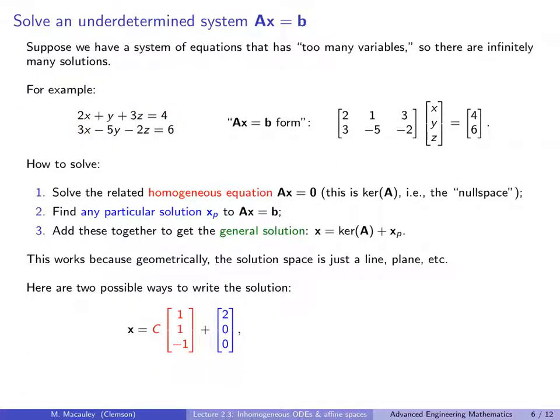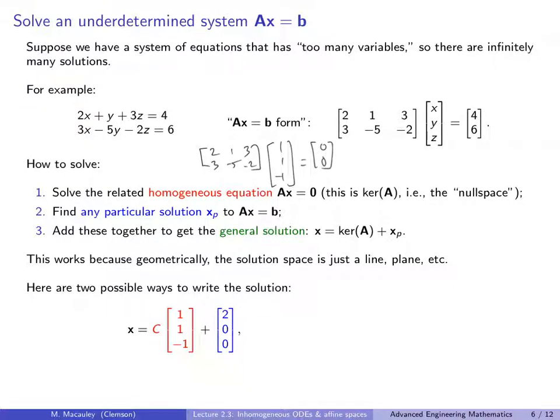Now, you can try that by plugging that in for x, y, and z respectively, or if you recall some of your how to do matrix multiplication, there's a nice little trick for this. So 1, 1, negative 1 is in the null space, which means ax equals 0. So that means that 2, 1, 3, 3, negative 5, negative 2 times 1, 1, negative 1 equals 0, 0.